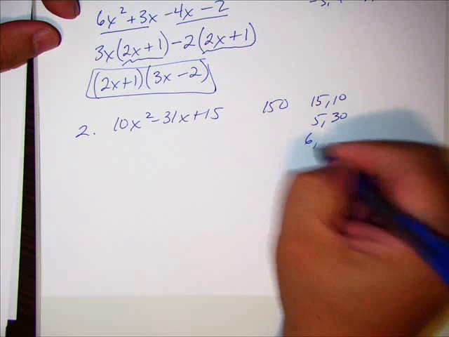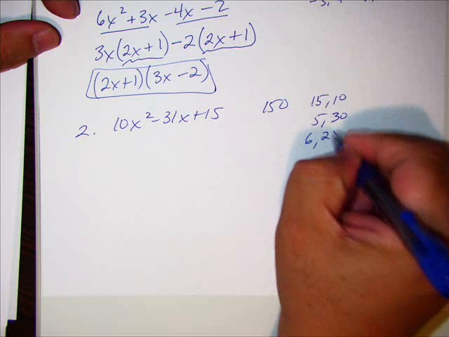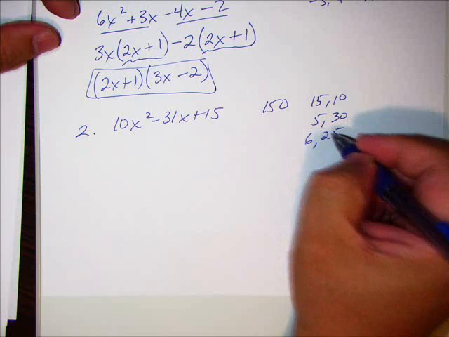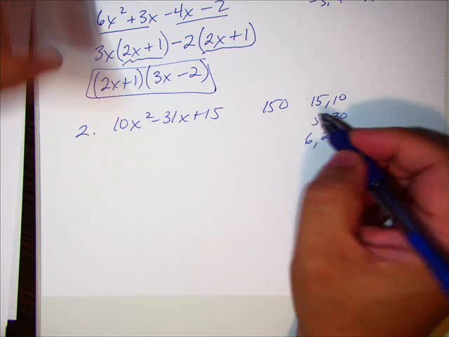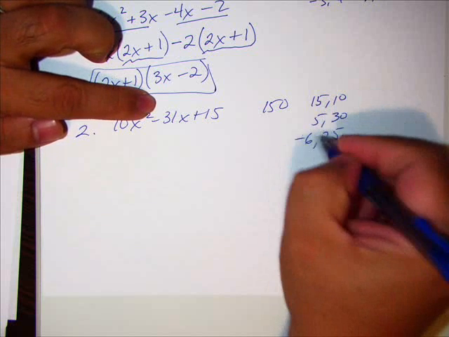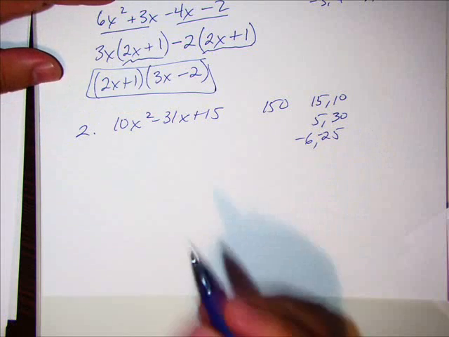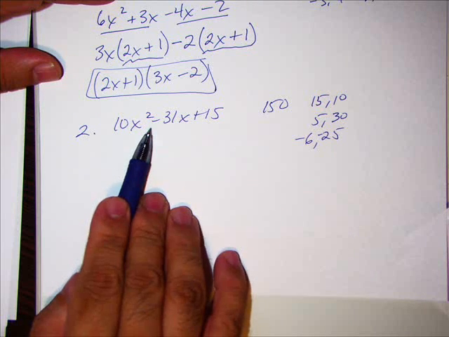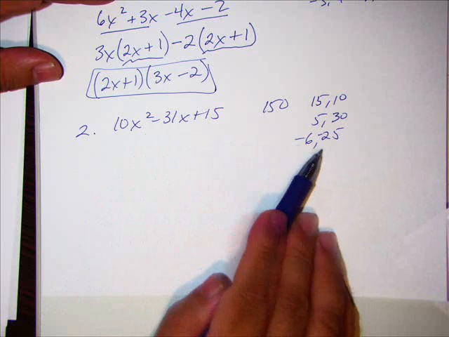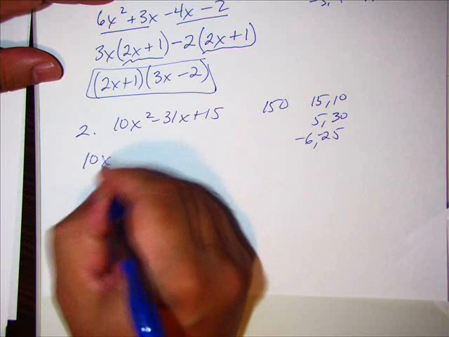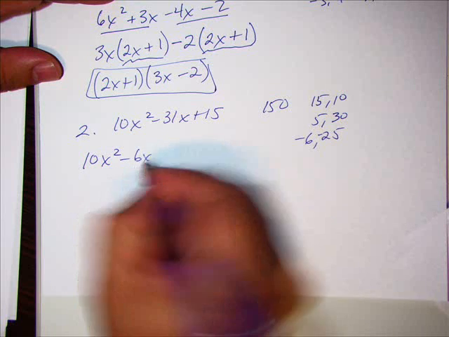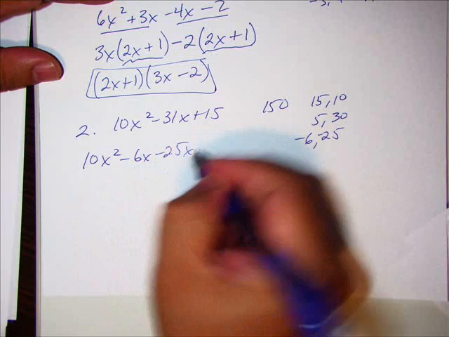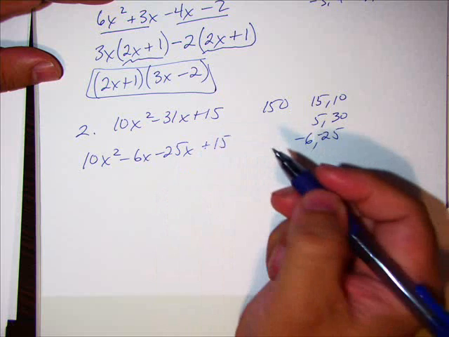How about 6 and 25? 6 times 25, 150? Yeah. Alright, but we want a minus 31, so I'm going to take the negative version of that. Alright, so we're going to rewrite minus 31x with negative 6x and negative 25x. So it's 10x squared minus 6x minus 25x plus 15.